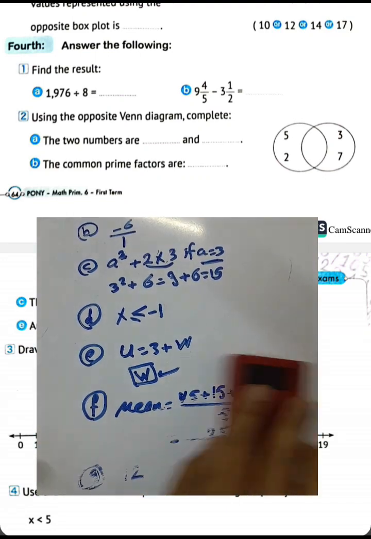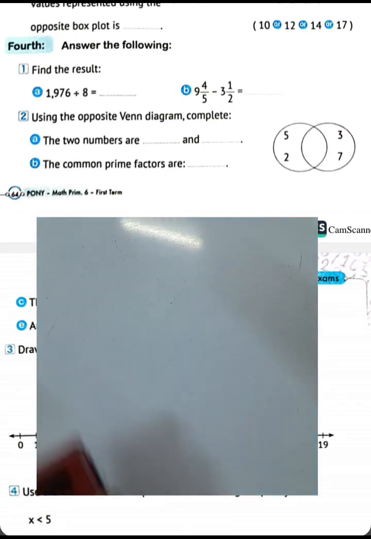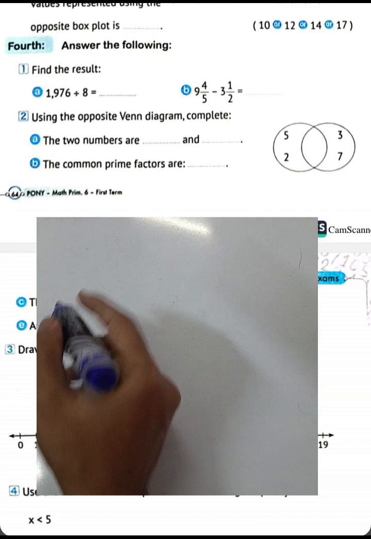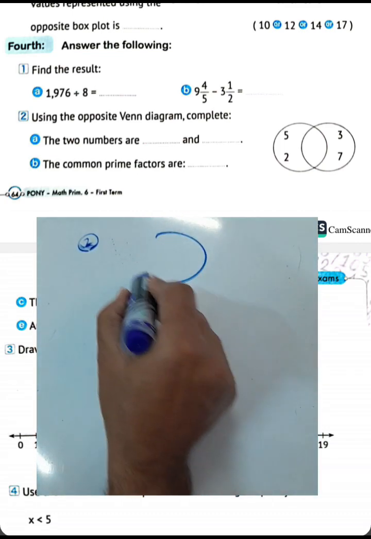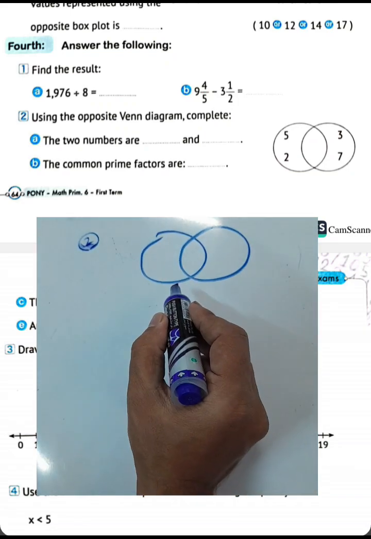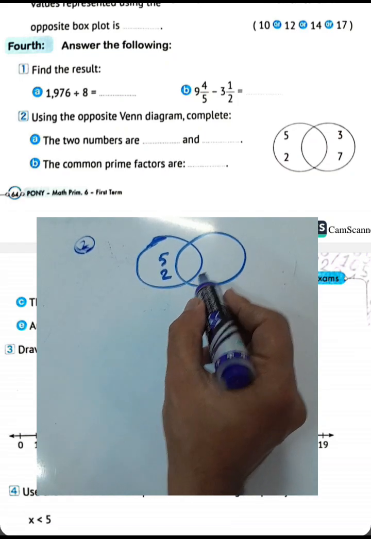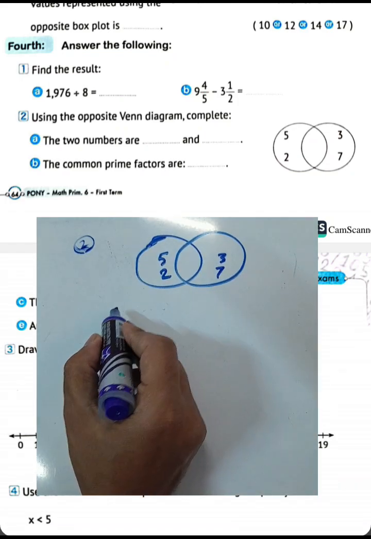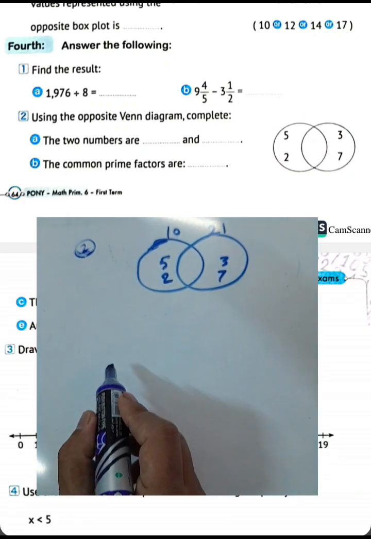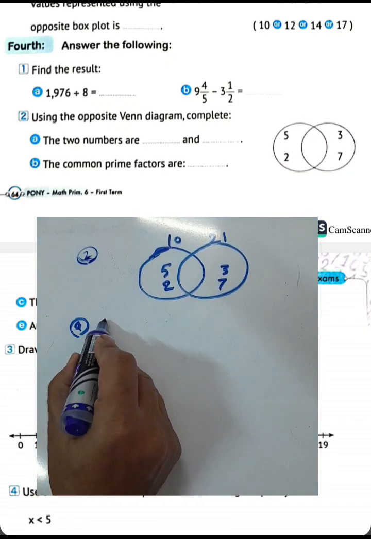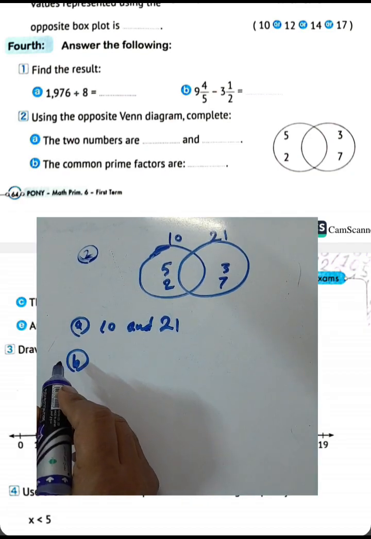Fourth, answer the following. The two numbers, space and space, from the Venn diagram. Question number 2. We have a Venn diagram here. Two numbers here, 5 and 2. First number, 2 times 5 equal 10, and 3 times 7 equal 21. So the result will be 10 and 21.